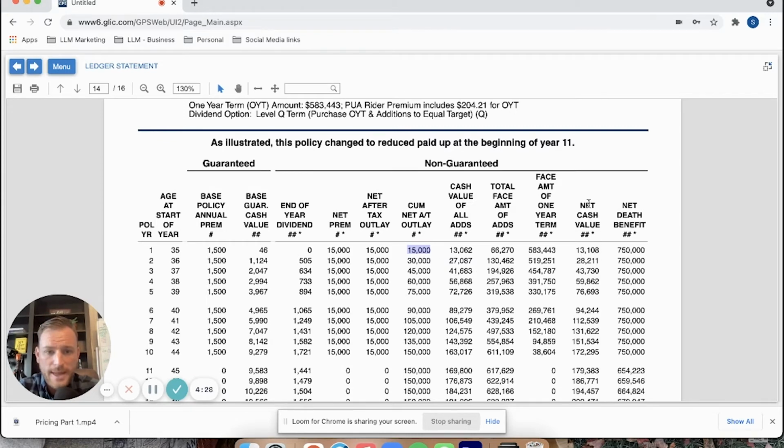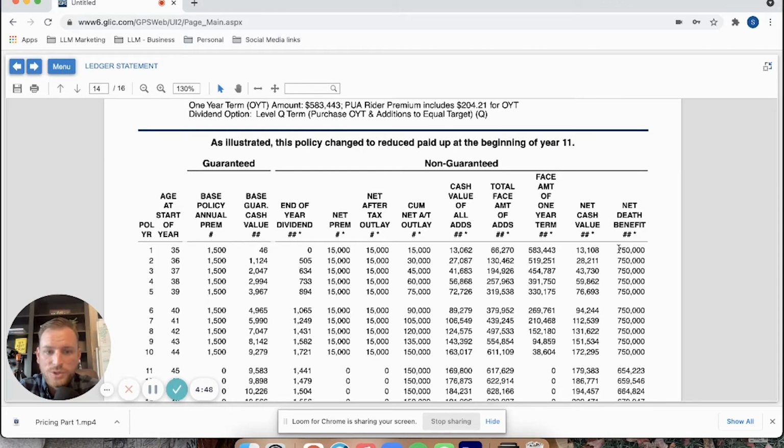The next column to look at is what says net cash value. This is the real money you have at your disposal, the real account, the equity in this policy. You'll see that number says $13,108. So I paid in $15,000, but I only have $13,000 available, right? So where did that extra cost go?